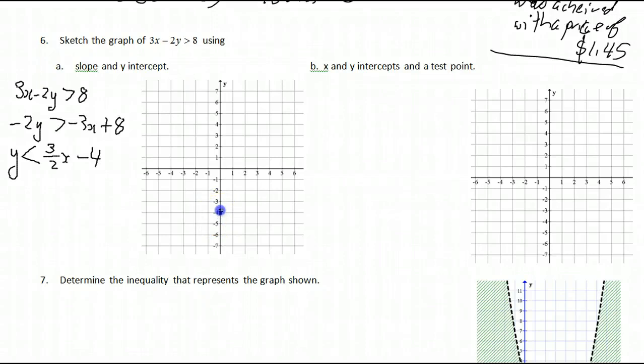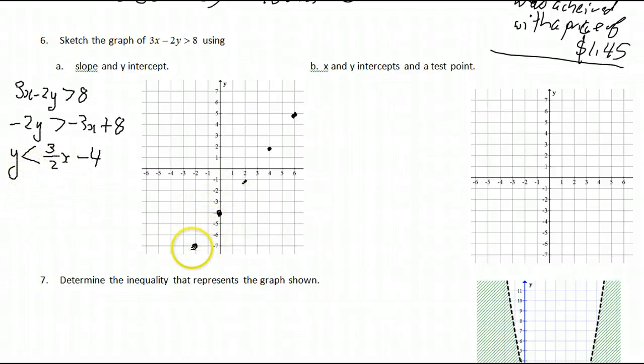How do we graph that? Find the y-intercept, which is negative 4. This is slope y-intercept. Slope is 3/2. Go up 3, right 2. There's a point. Go up 3, right 2, there's a point. Up 3, right 2, there's a point. And I like to also go down 3, left 2, there's a point. I now have all the points that I could want on that line.